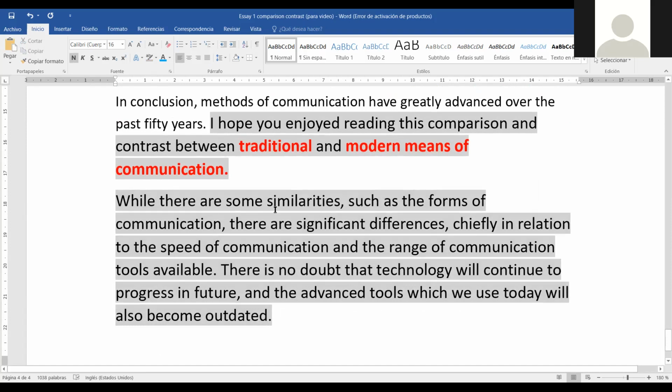I'm saying there are some similarities, such as the form of communication. This is basically saying comparison. There are significant differences chiefly in relation to the range of communication tools available, which is about the contrast. It's almost the same.